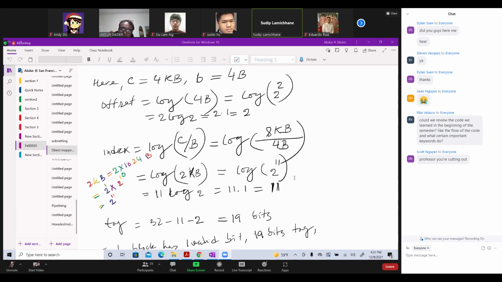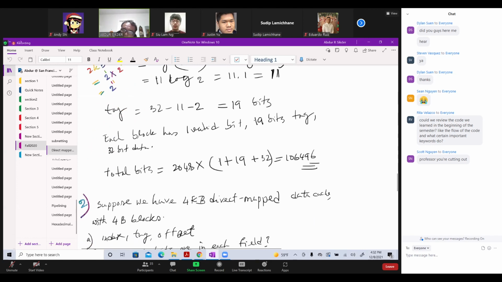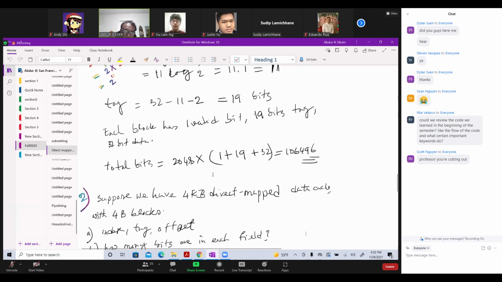So I think I made this one mistake on my homework assignment. The division? About the size of the tag memory. Oh, I see, cache. Yeah, so use that formula: number of blocks, not size of the block. Number of blocks times 32 plus 1 plus tag. So you got it here: 1 is the valid bit, plus tag, plus 32. Then you multiply with 2048 and you get this number, whatever number comes out in your calculation.